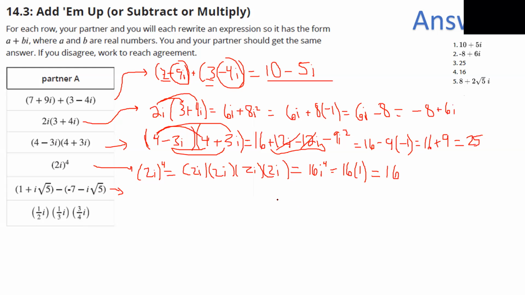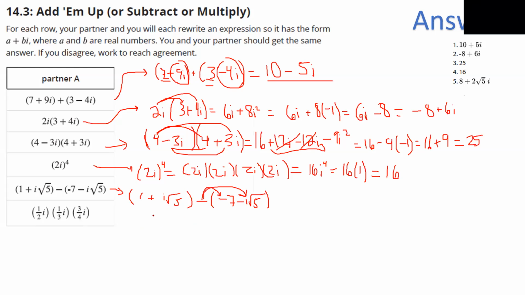Our answer is going to be 8 plus 2i square root of 5. And it's a subtraction problem because we have two parentheses being separated by a minus sign. So we have 1 plus i square root of 5, and then we have negative 7 minus i square root of 5. Okay. So whenever we have a subtraction in between two parentheses, we know we have to distribute that subtraction there.